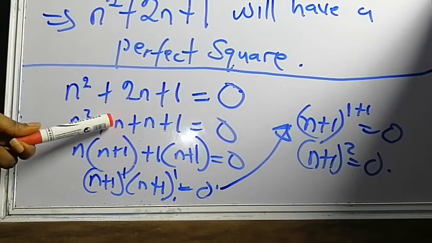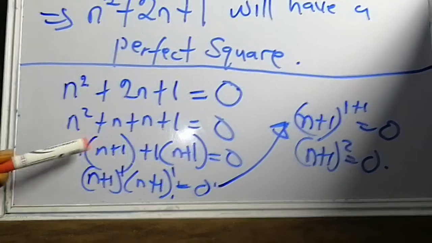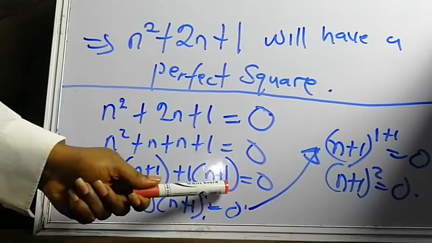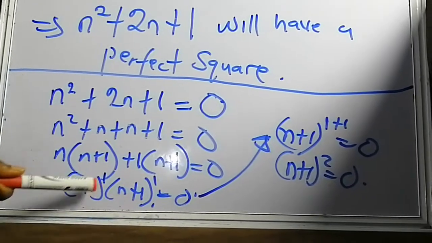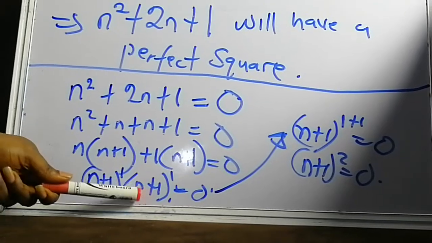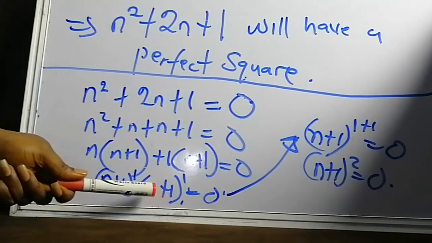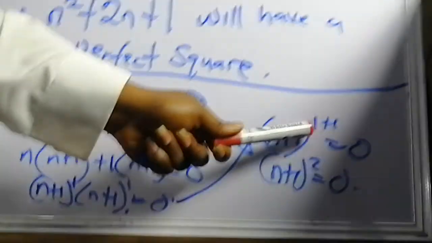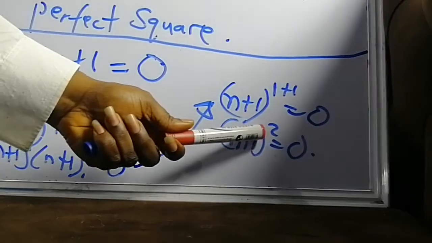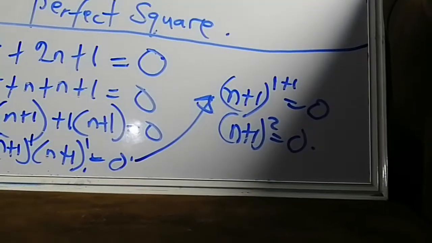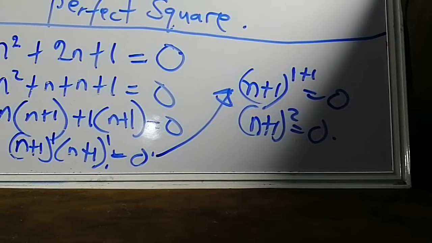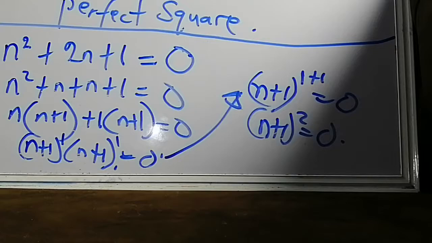If you expand this, you will get this back. n times n, n squared. n times 1, n. Plus 1 is common here. So you have n plus 1 back. So this one is what? Indices. They have the same base. When they have the same base, n plus 1 is the same thing as n plus 1, so take it and add the power. So it shows that this one is a perfect square. You understand me now? It's very, very clear. It's very straightforward. Please don't forget the completing the square method.